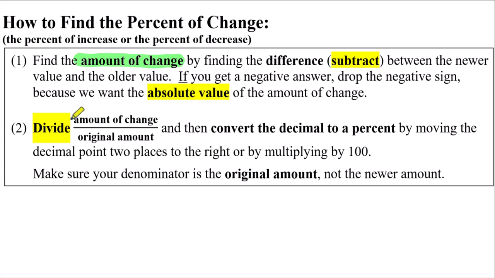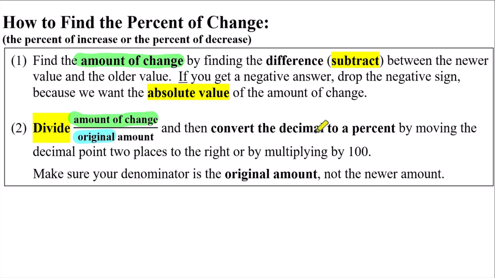Then step two, we're going to divide. And you're used to doing part divided by whole. Well, this time, the part is the amount of change. And the whole amount, well, there's two different whole amounts. There's the original one, and then there's the newer one. It's the original amount that has to be your whole, has to be your total, has to be the denominator. So we're going to divide in that order, those two things.